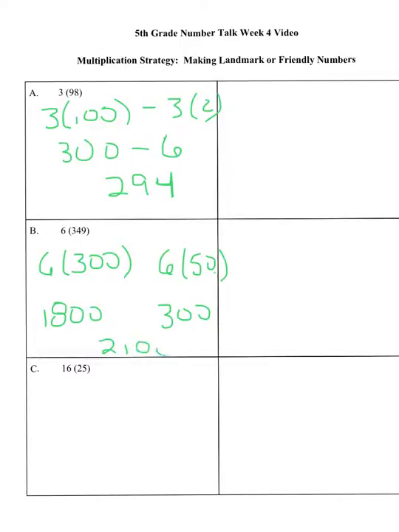2,100 total. But I have to remember, I included one extra 6, because 50 sixes, I only have 49 sixes. So if I let myself subtract 6 from this, then I know my answer is 2,094.